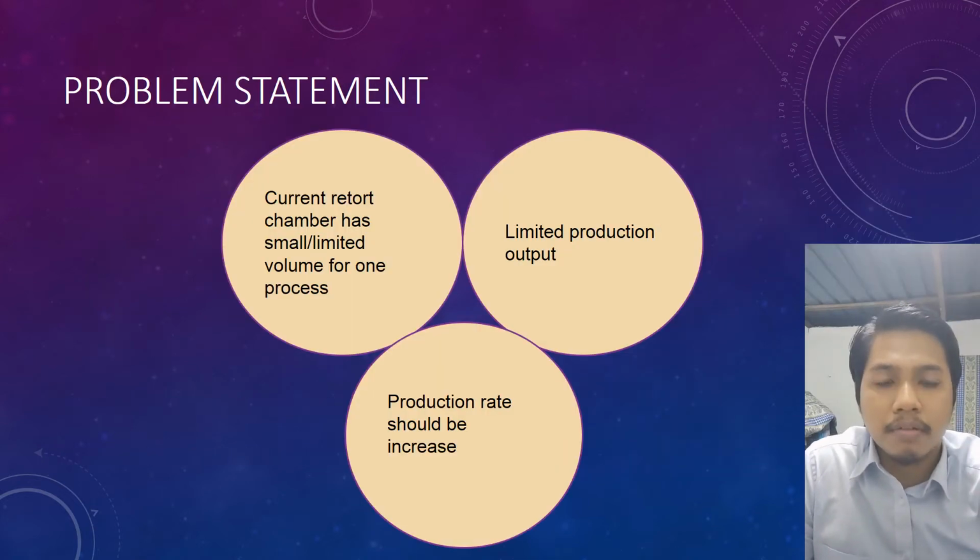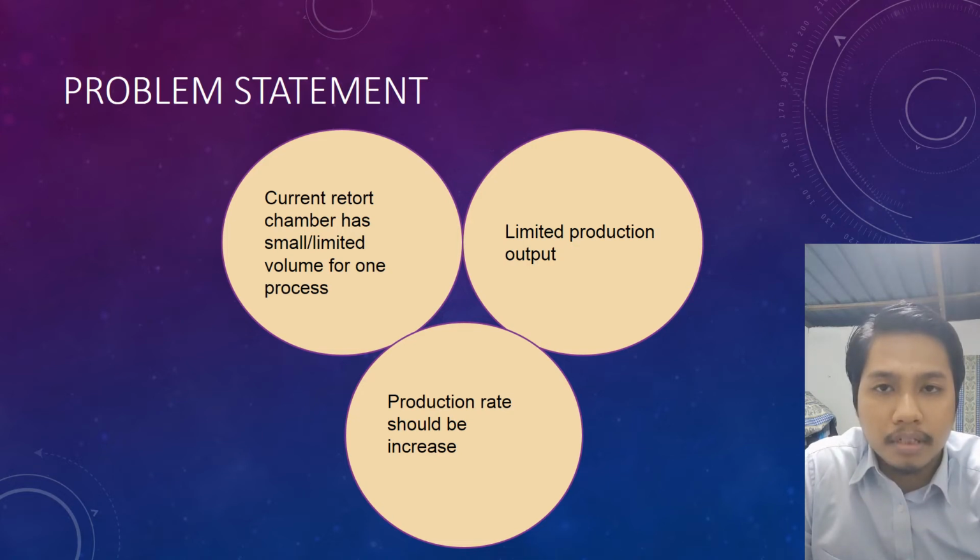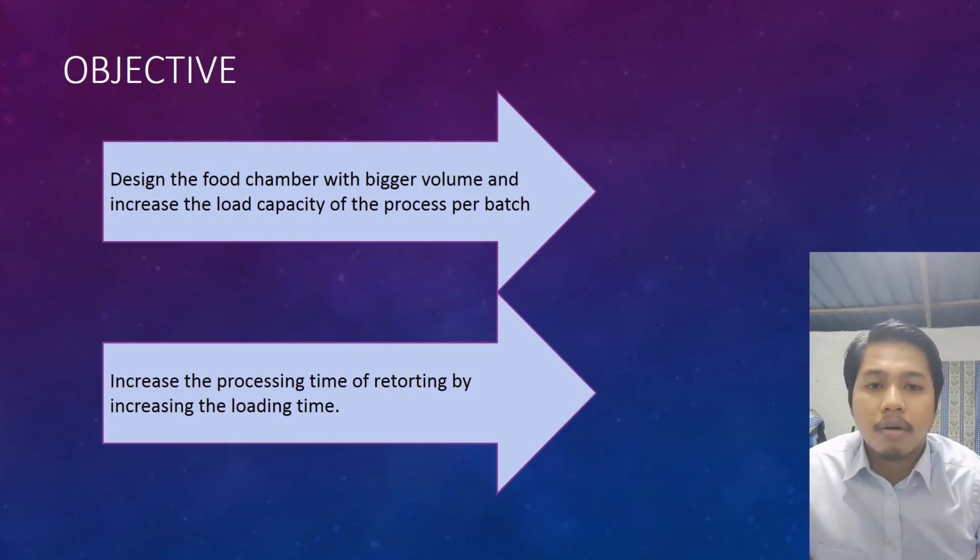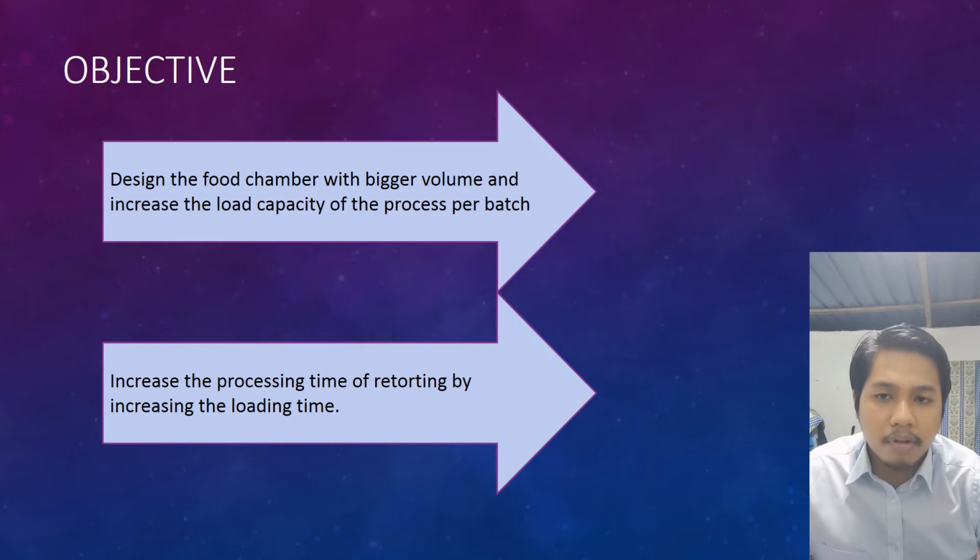So the problem statement of this project is, first, the current retort chamber has a small or limited volume for one process at a time. The second one is the limited production output. The current retort process needs more production output at a time. And the third one is the production rate should be increased as demanded by the food industry. The objectives of this project is to design the food retort chamber with a bigger volume and increase the load capacity of the process per batch. The second one is to increase the processing time of the retort by increasing the loading time of the food packaging into the retort chamber.